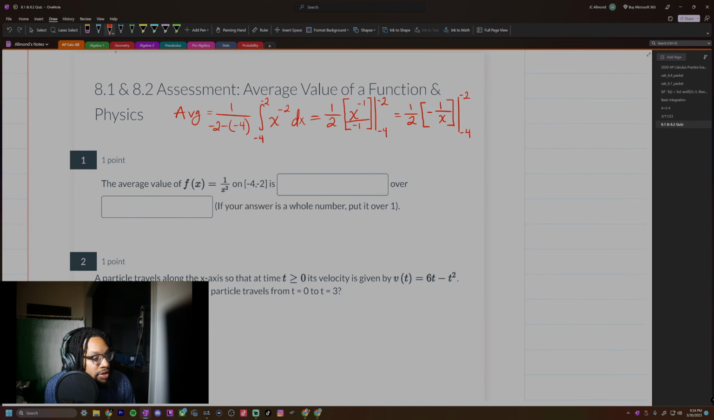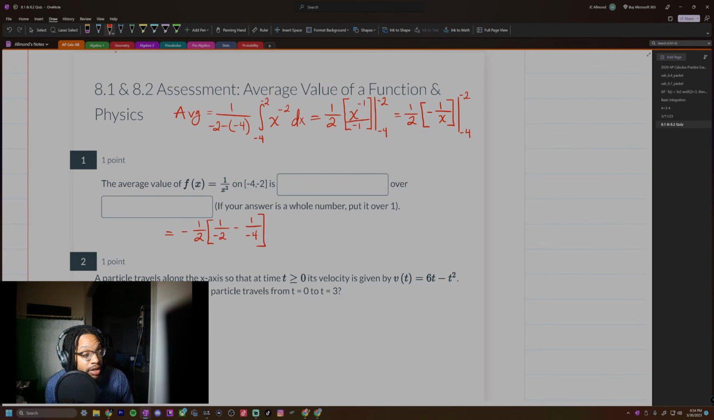So I'm going to finish down here. I'm going to factor out that -1/2 just so it doesn't mess me up. And then it's 1 over x evaluated from the top bound minus the bottom bound. So my negative sign is already taken care of. So I'm going to go 1 over -2 minus 1 over -4. F of b minus f of a. And then that should give me my answer.